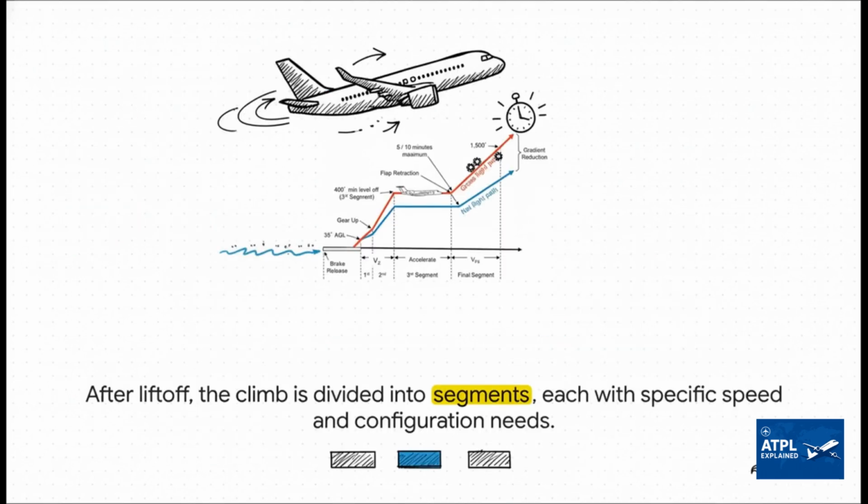But hey, the calculations don't just stop at liftoff. The initial climb is this carefully choreographed dance of segments. You climb out at V2 until the gear is up. Then you'll level off at a minimum of 400 feet to accelerate, clean up the aircraft by retracting the flaps, and then you continue your ascent. Each and every step is designed for maximum safety and performance.